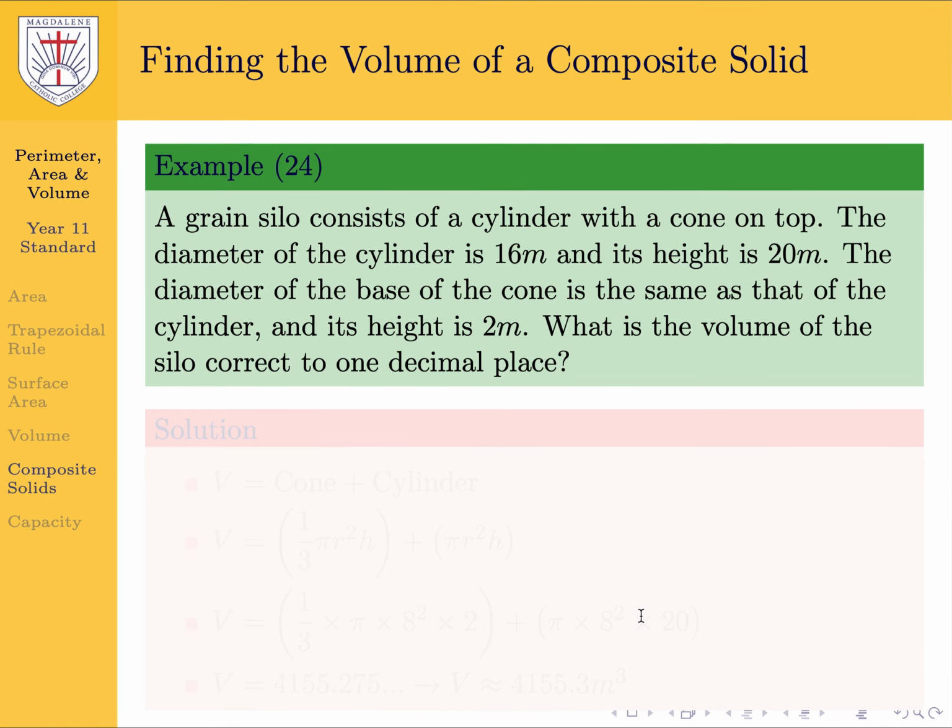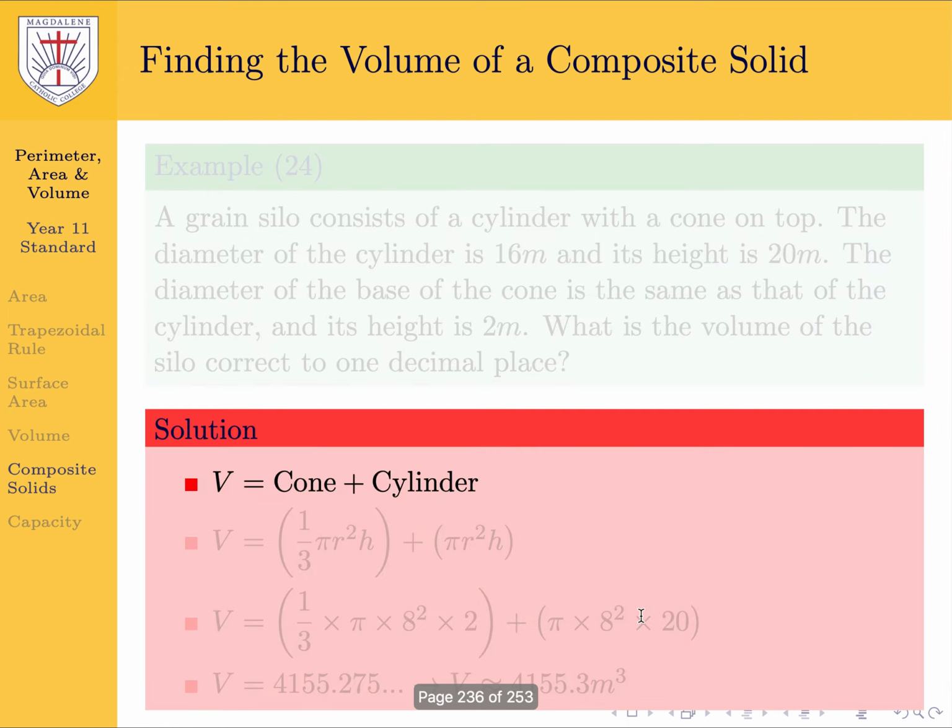So in this example here, there's no picture for this, it's just a straight question. A grain silo consists of a cylinder with a cone on top. The diameter of the cylinder is 16 meters and the height is 20 meters. The diameter of the base of the cone is the same as that of the cylinder and its height is 2 meters. What is the volume of the silo? Correct to 1 decimal place.